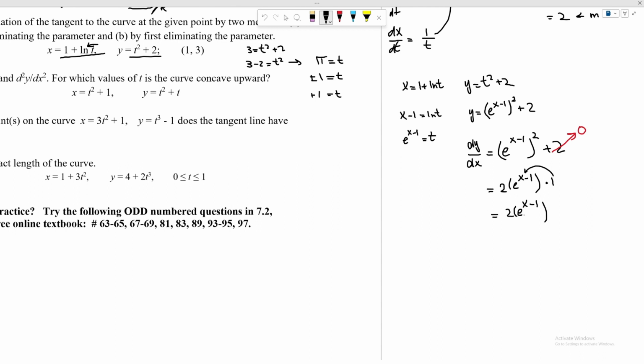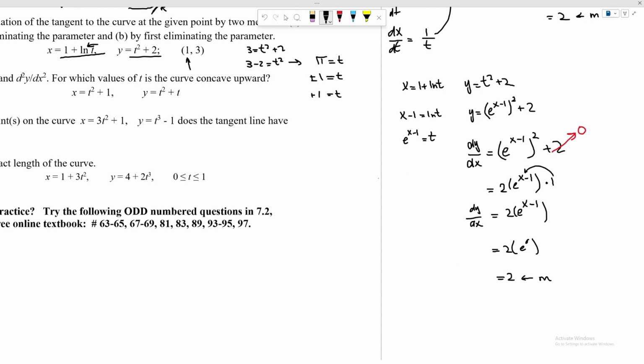Now we want to find the slope at some point. So we want to find dy dx at some point. And that point for us would be 1, right? And so what we do is 2, because the point is up here. And so we'll plug in 1, which will be e to the 0. And that will equal 2, which is the same. And that is your slope m.